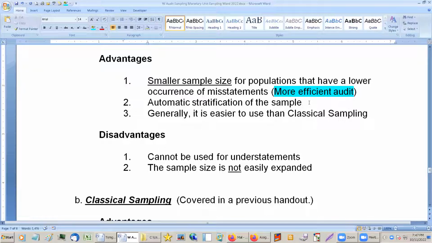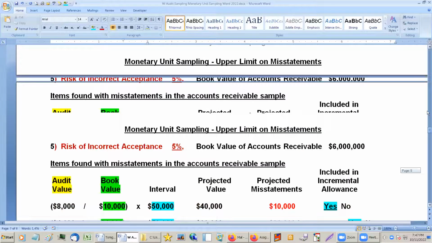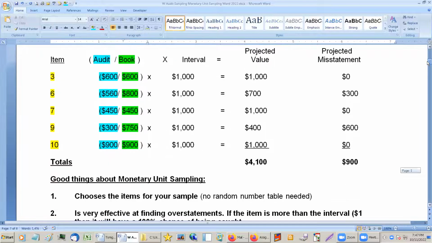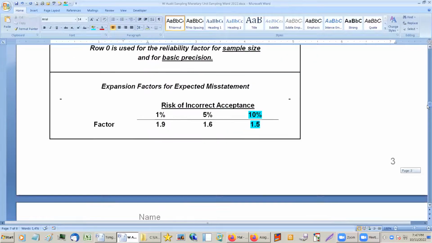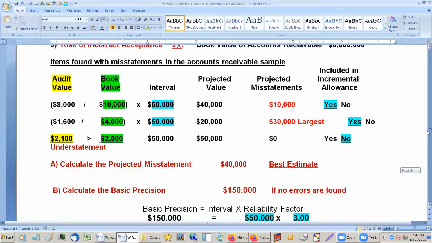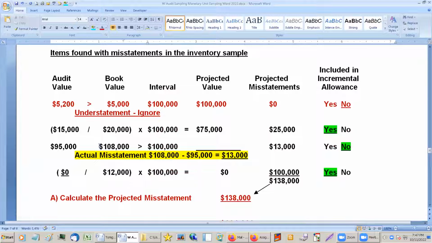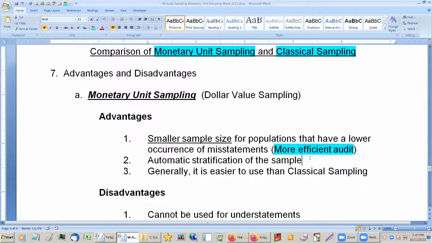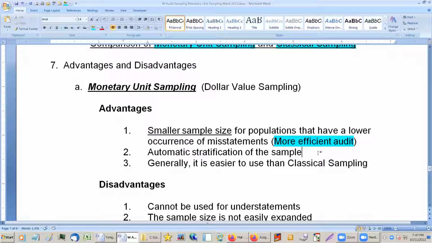It automatically stratifies a sample. Larger items are more likely to get picked. We saw that through the whole thing. For this one, if you make it large enough, it's 100% going to get picked. So it automatically picks the larger items in general. Does something that costs $3 get picked? Yeah, it can, but it's just much less likely. So it automatically picks larger items.